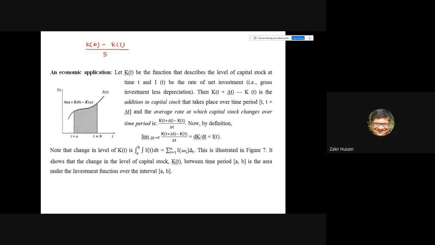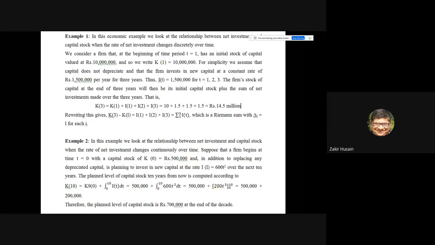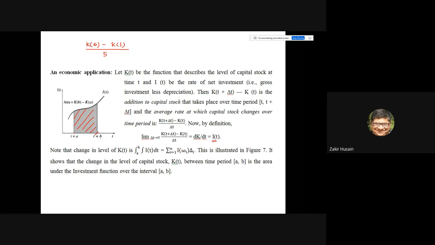Okay. So by definition, if Δt tends to zero, then ΔK over Δt is equal to dK by dt, the change in capital over change in time, and this is investment. So we want to find out how much investment has occurred between two periods, A and B. We start at A, we have a certain capital stock, and the capital stock increases when we reach this point. So this is simply the Riemann sum, right?